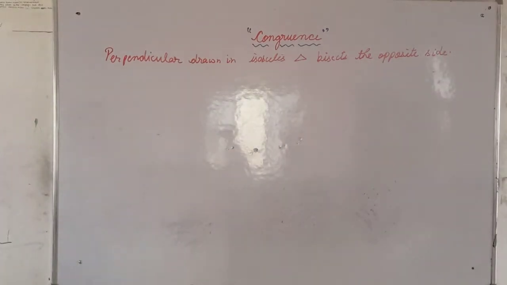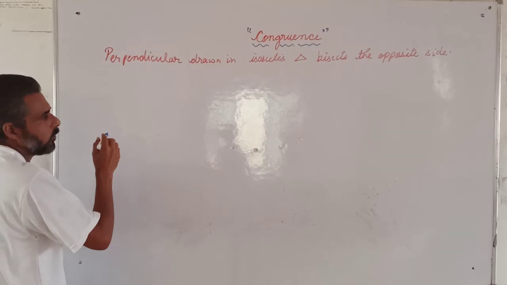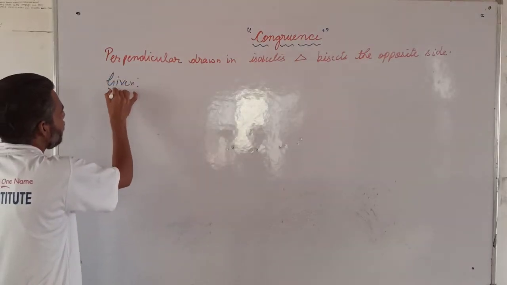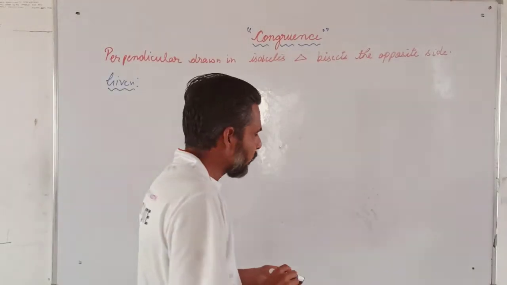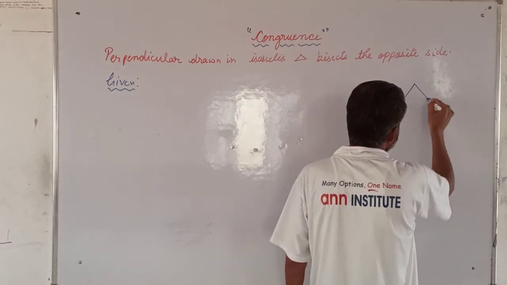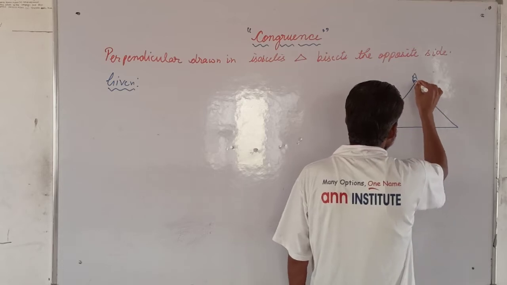To attempt these types of questions, first of all we have to write what is given in the question, and we are supposed to draw the diagram also. So it is given that an isosceles triangle is there. This is the isosceles triangle.